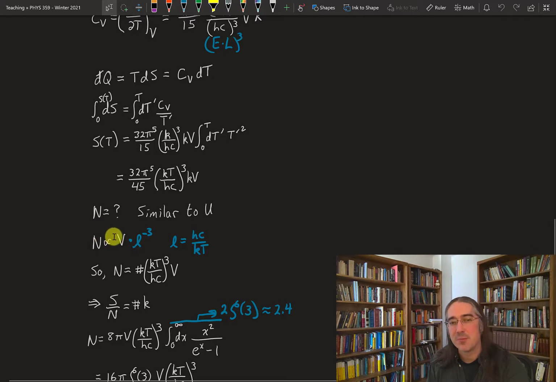The number is proportional to the volume, but number is dimensionless and volume is not, so we need to divide by a length scale cubed to make it dimensionless. The length scale that makes sense is either the size of the system, which is already in here, or the wavelength of an average photon, which is this guy. So we're going to put them together. The number of atoms should look like some numerical constant times kT over hc cubed times the volume.